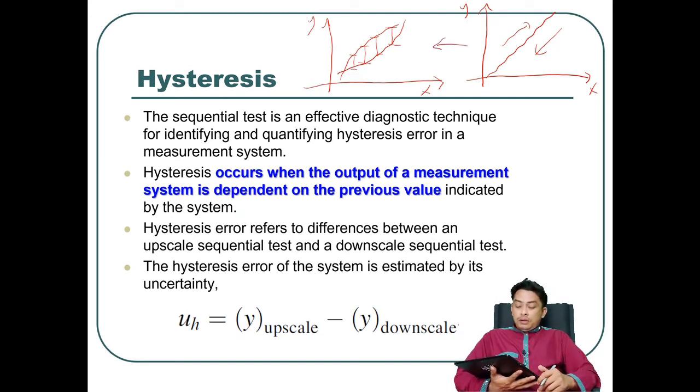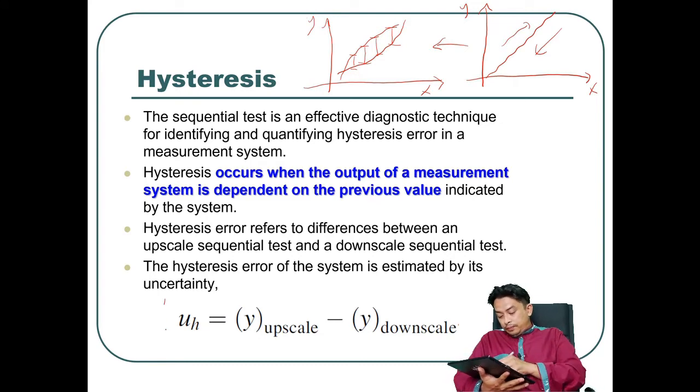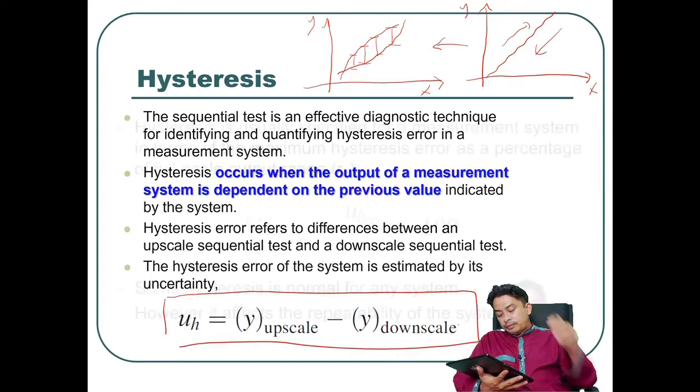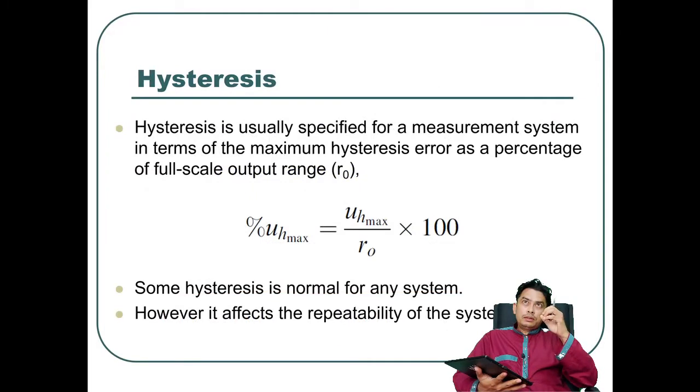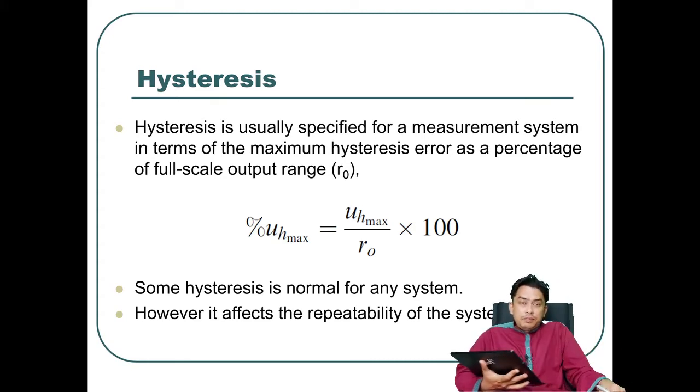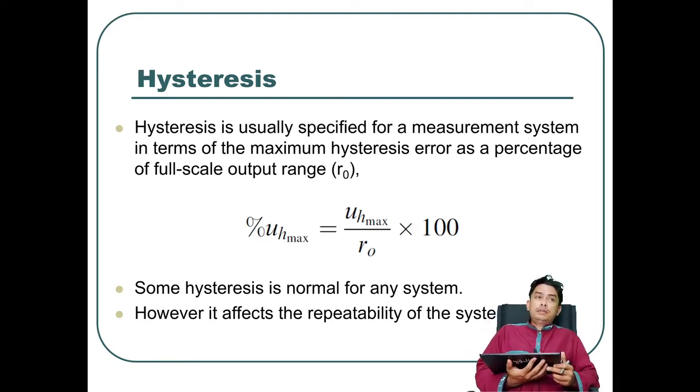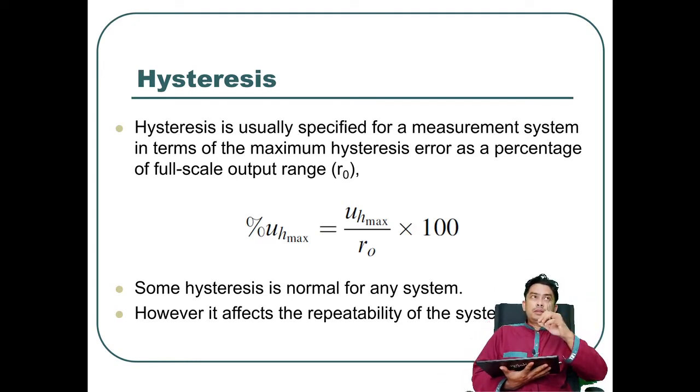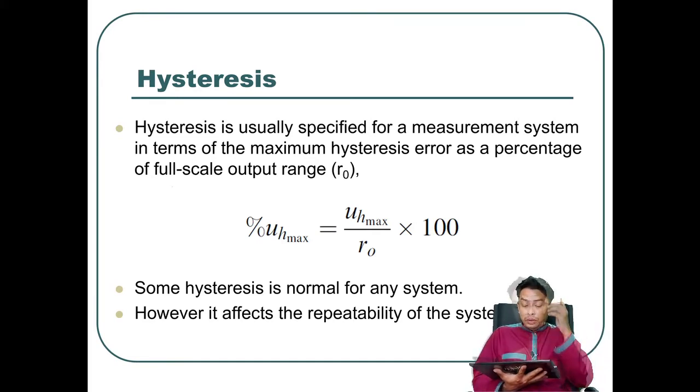So the calculation is this. This is the calculation. Usually we write the hysteresis error in terms of percentage, or in terms of relative error relative to the reference value. I've mentioned before that when we calculate the errors, we must relate it with the reference value. For this case, the reference value is the full scale output range. In some cases we use the full scale input range.